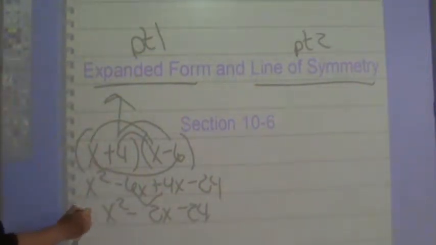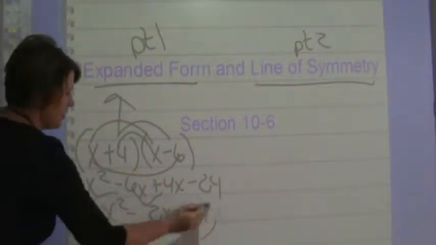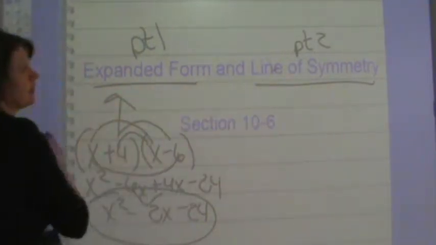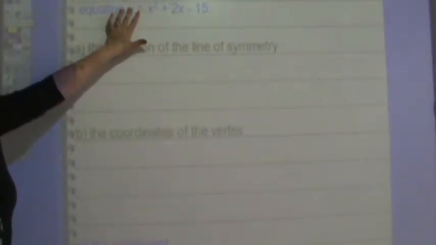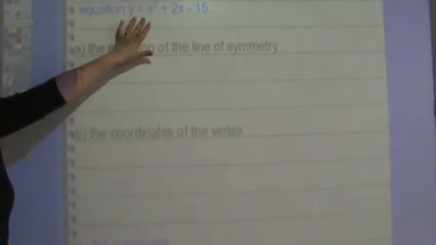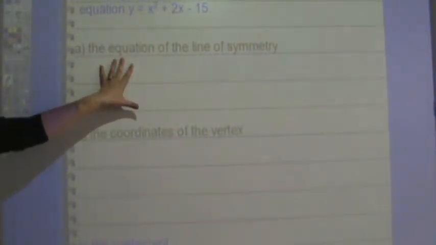Now what we're going to do is take this equation right here and do this part. It says, without graphing, find each feature of the graph of the equation y equals x squared plus 2x minus 15. First thing is to find the line of symmetry.